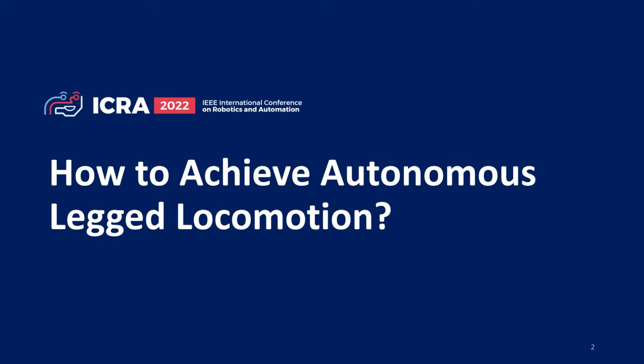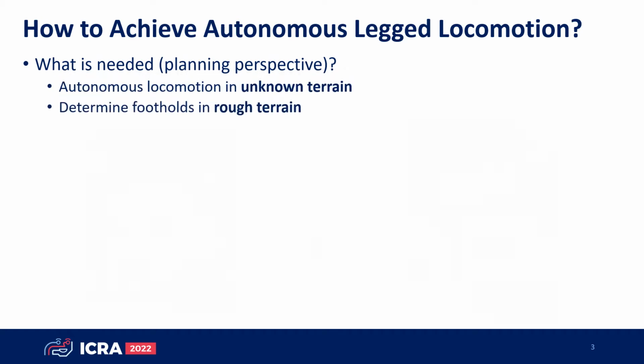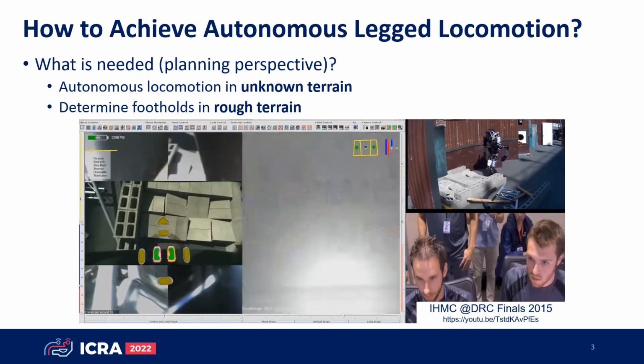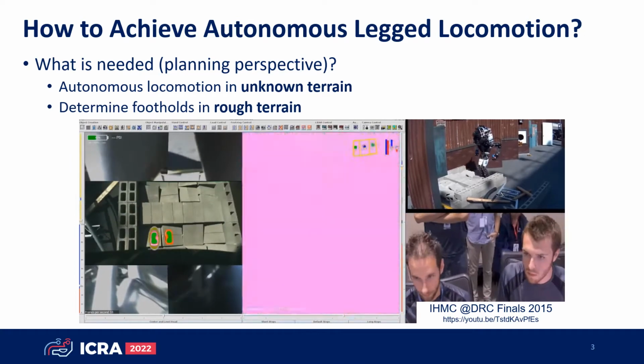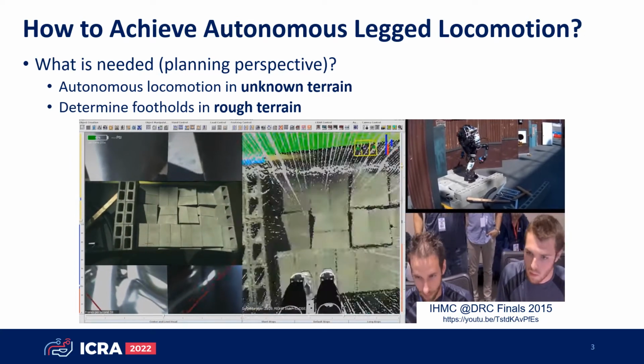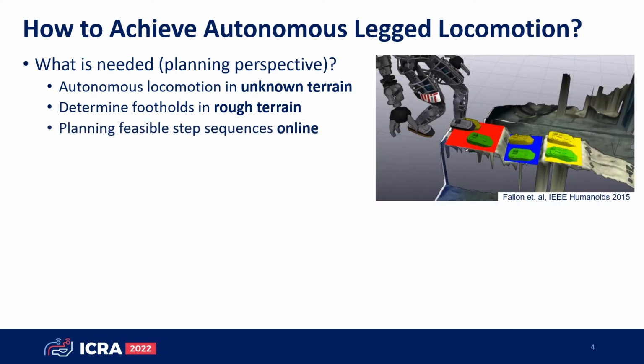How can we achieve fully autonomous leg locomotion? From a planning perspective, the goal is to achieve autonomous locomotion in unknown terrain, which includes finding suitable footholds in rough terrain. In the past, this was often done manually, which is a tedious and slow task as shown in the video. One of the first attempts for continuous walking in rough terrain was conducted by Fallon et al.